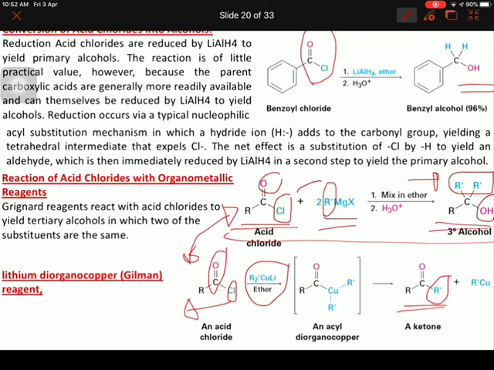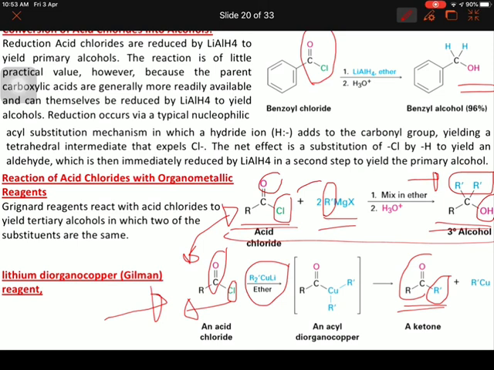With the acid chloride and Gilman reagent, R2Cu lithium, copper lithium, the chloride is just removed, and the carbonyl is going to remain with one additional R. So this one gives a ketone. If we want to convert a carboxylic acid to a ketone, we use the Gilman reagent.